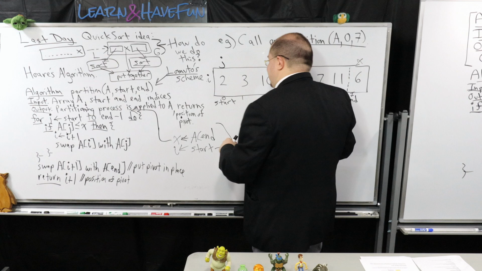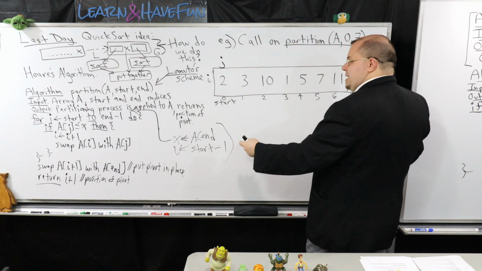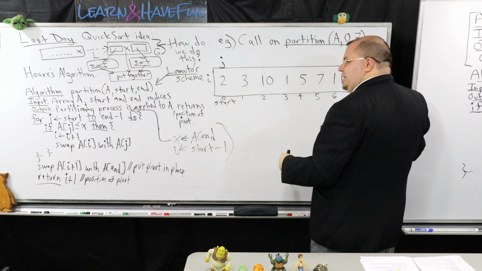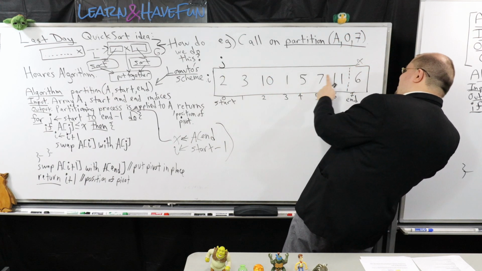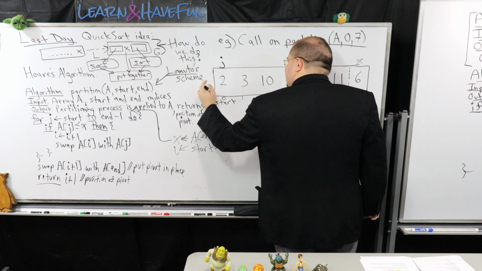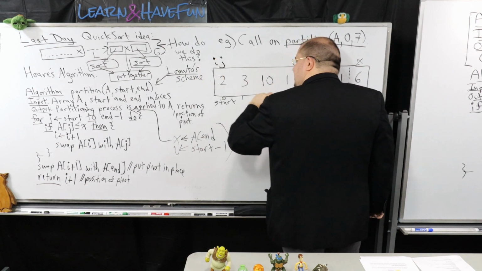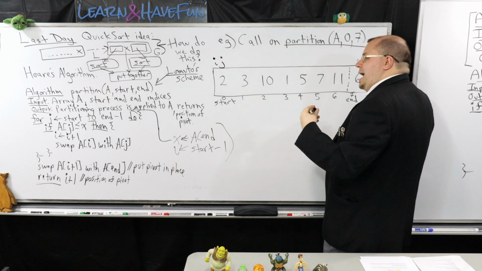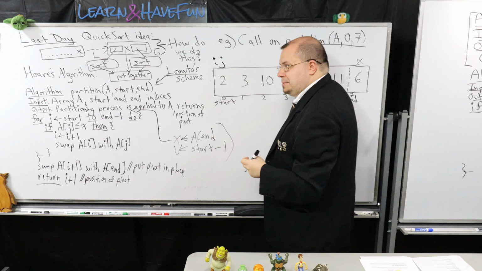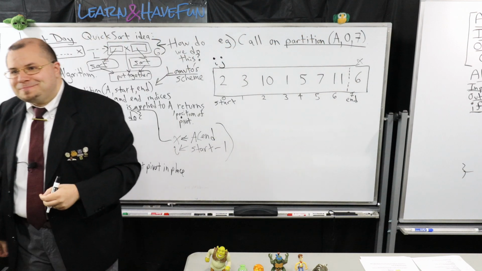Nothing too interesting. So if I perform the first iteration of this loop, I start off at the start here, and I notice that, yes, 2 is less than or equal to 6. So I'm going to increase i. So now i is, in fact, 0. And I swap A sub 0 with A sub 0.